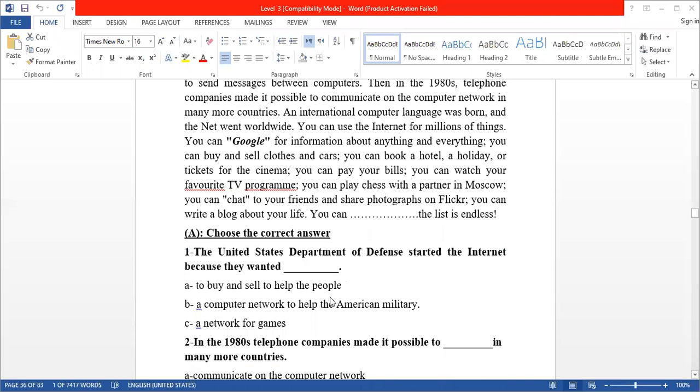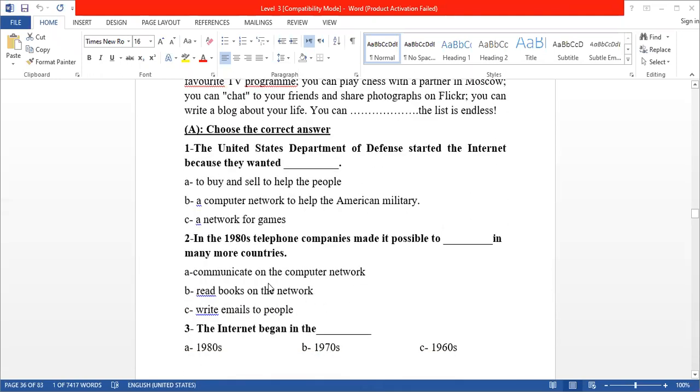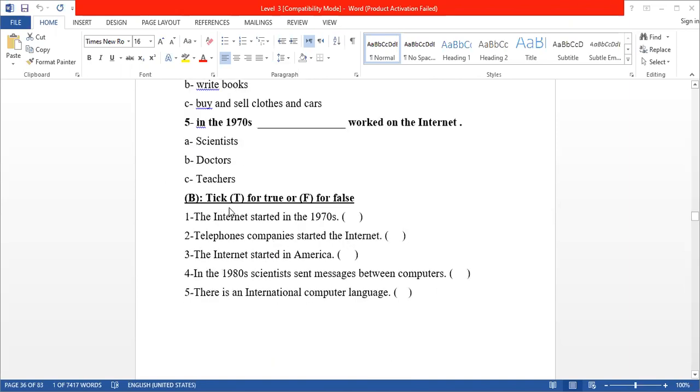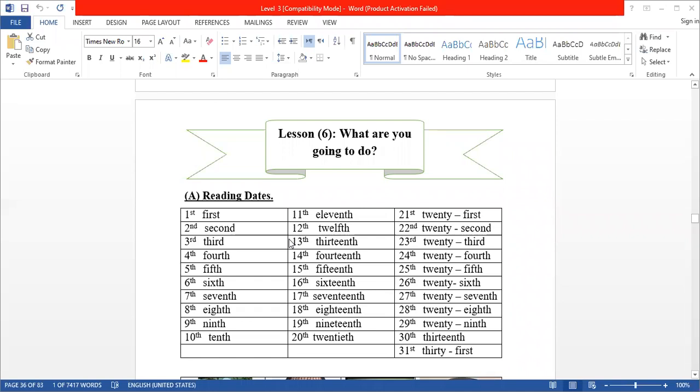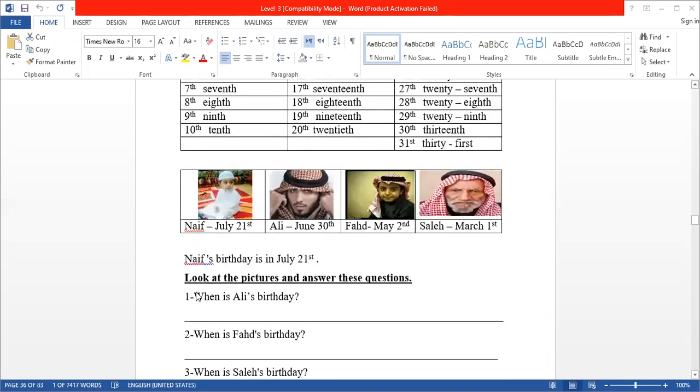And we completed this exercise, okay? And also exercise B, tick T for true or F for false. And also we began lesson six and we didn't finish it. So we are going to continue in this lesson. Here we said, when is Naif's birthday? It is on July 21st. When is Ali's birthday? It is on June 30th. When is Fahad's birthday? It is on May 2nd. When is Saleh's birthday? It is on March the fourth.